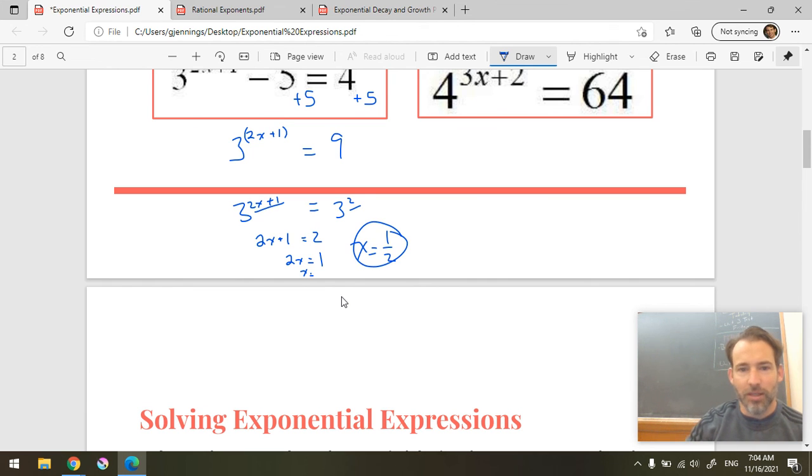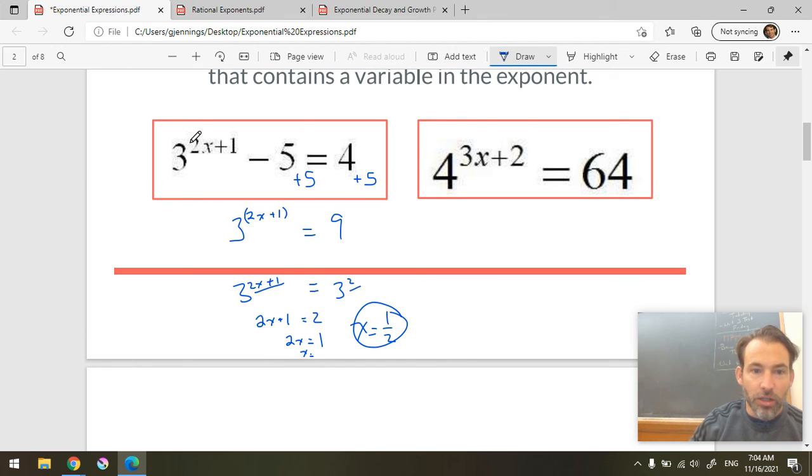Hooray! So if we plug that in here, you check this in your calculator by doing 3 to the 2 times 1 half, because you sub in for x to check your answer. Okay, 3 to the 2 times 1 half is 1. 1 plus 1 is 2. And then you have 3 to the 2 is 9. 9 minus 5 is 4. Okay, so it works.